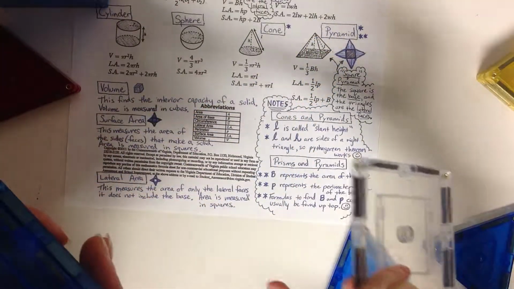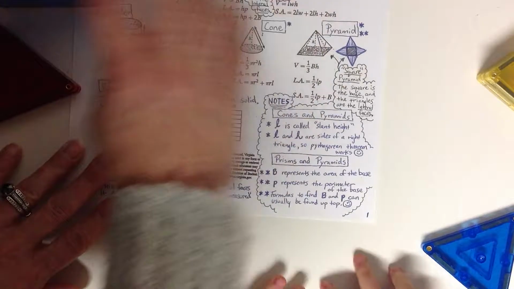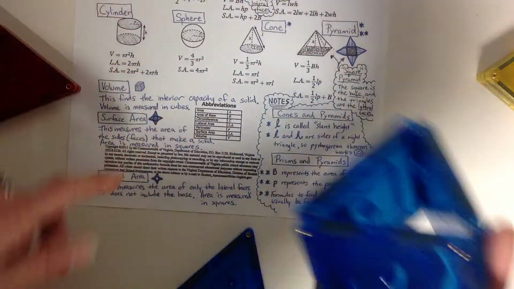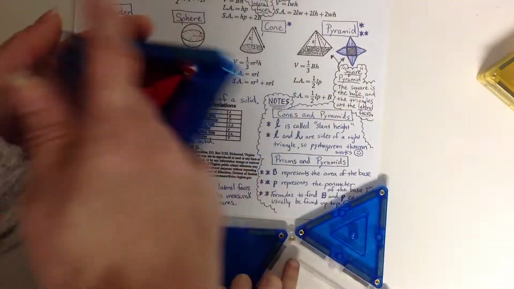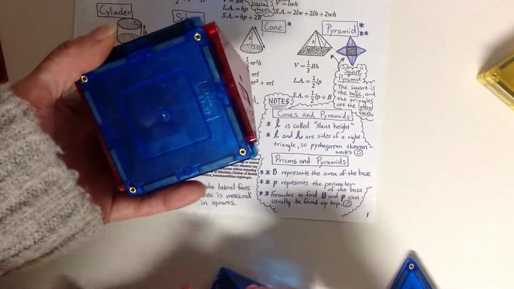A pyramid. Okay. So, no base, lateral area. Okay? No base. I can put my hand right in there. There's no base on it. That's lateral area. If I wanted to build including the bases, I'm talking about surface area.